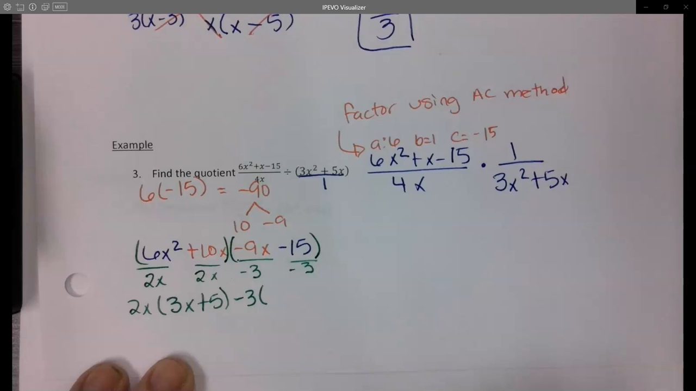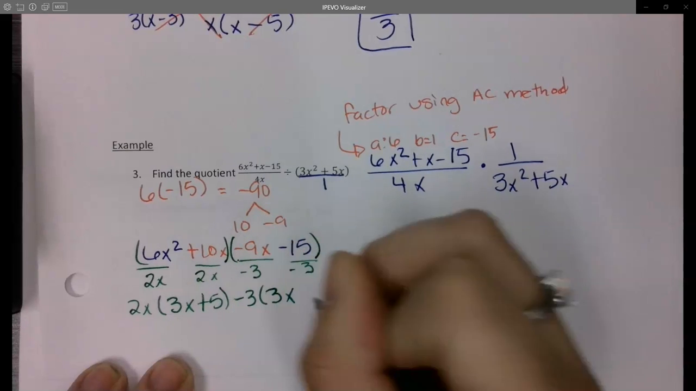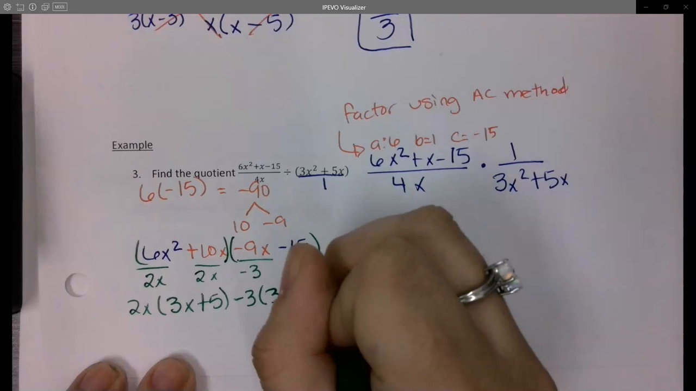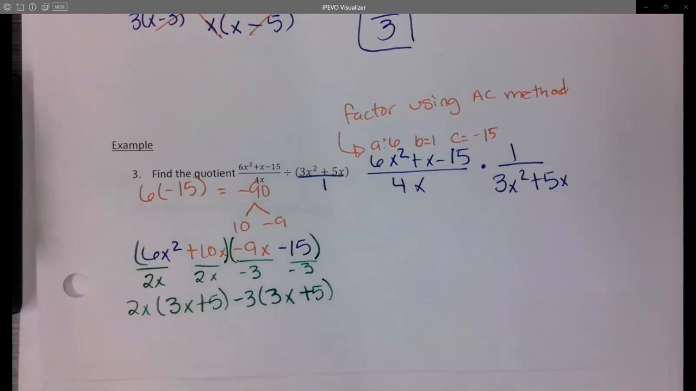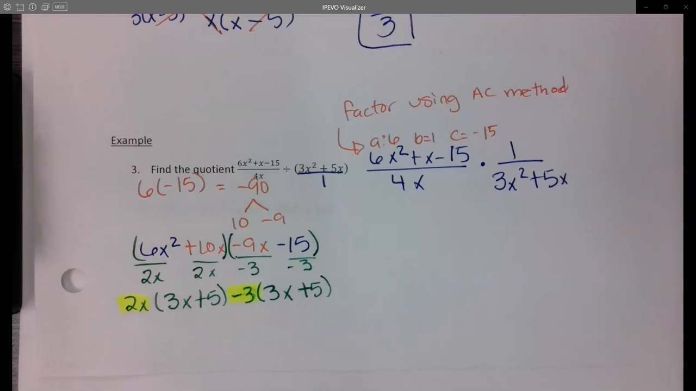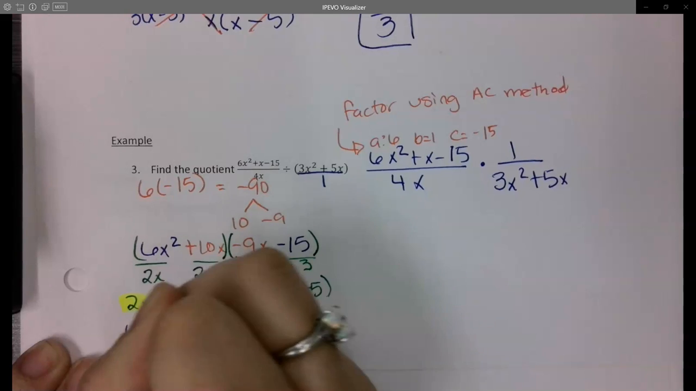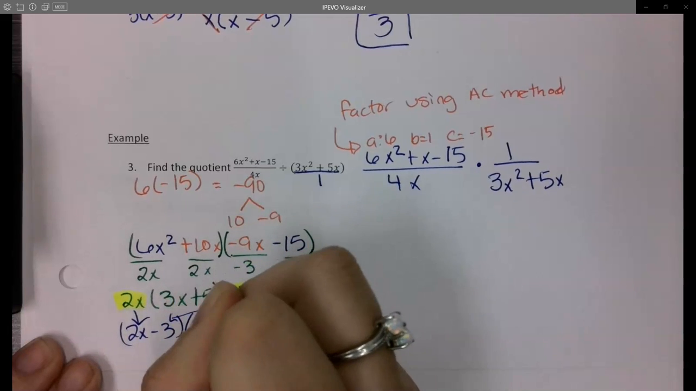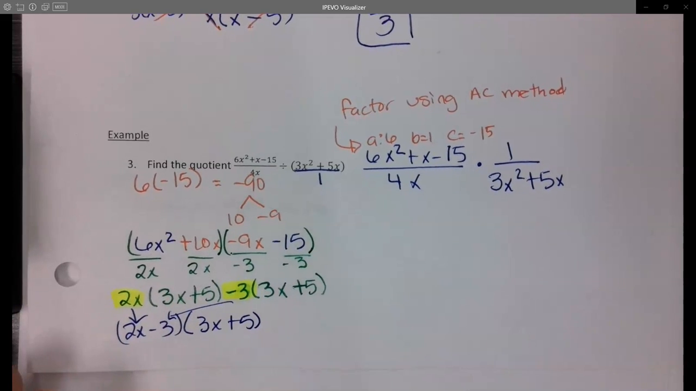So then, negative 9x divided by negative 3, 3x. Negative 15 divided by negative 3, positive 5. So then my final thing when factoring with the AC method is I take my outside terms, and these are going to get grouped together. So in one set of parentheses, I'm going to have 2x minus 3. And then in my other set, I'm going to have that repeated part written only once. I don't have orange anymore.